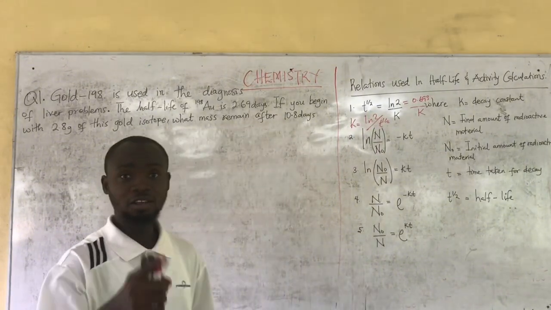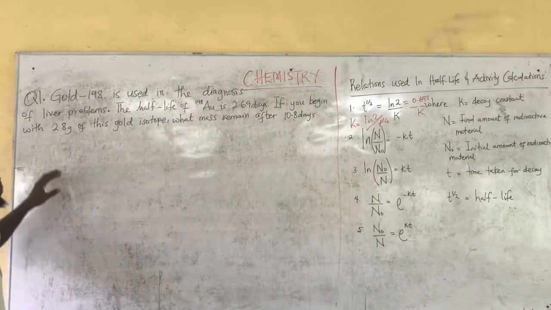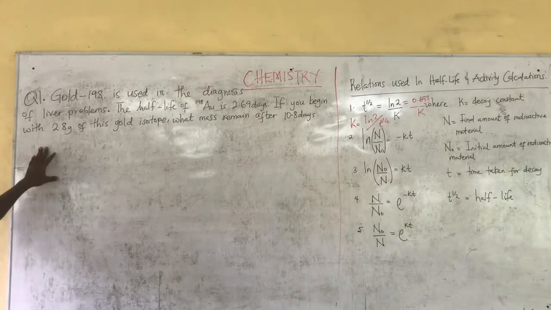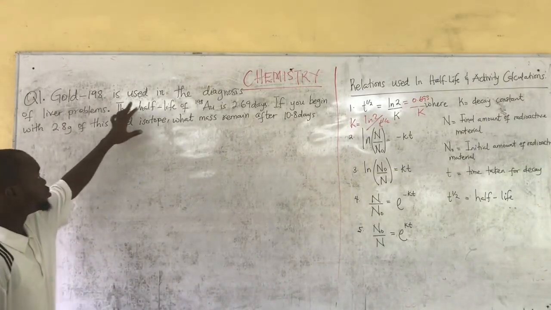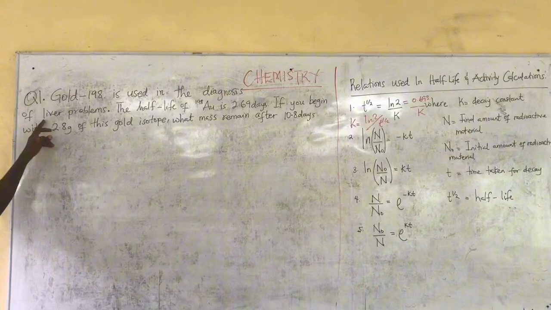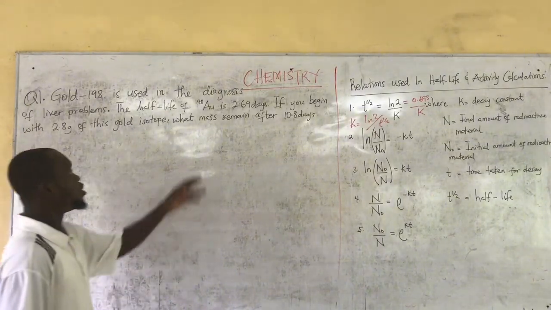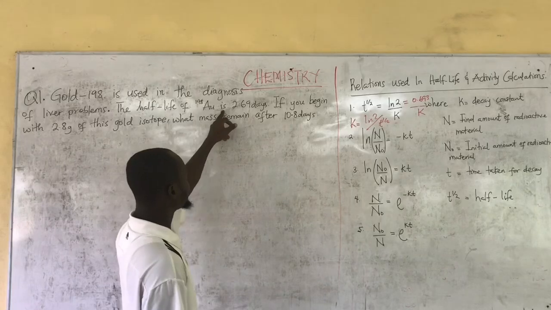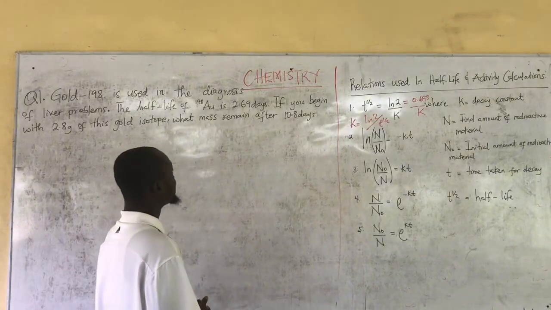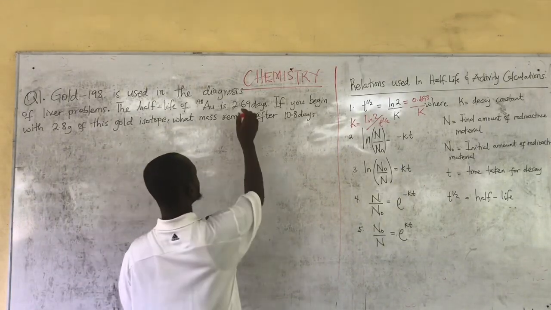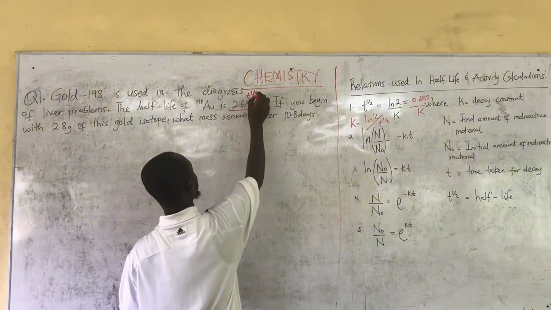Is that okay? Now let's look at the question we have on the board. The question says, gold 198 is used in the diagnosis of liver problems. The half-life of gold 198 is 2.69 days. So these are half-life, so these are T half.